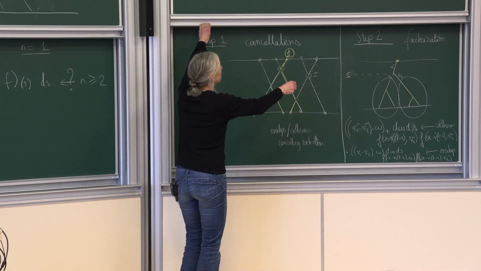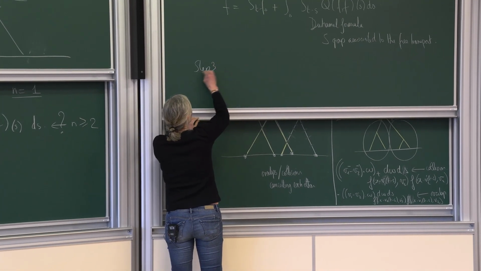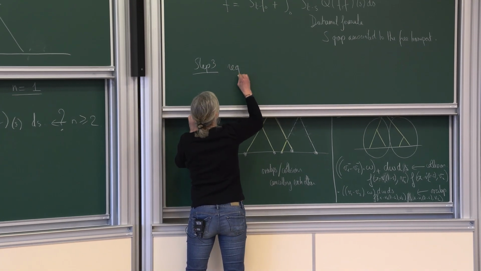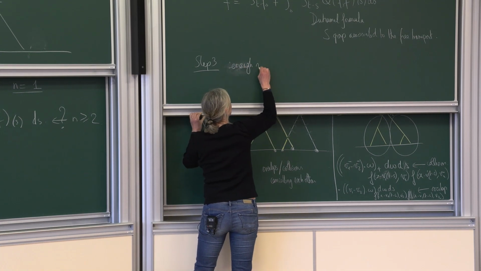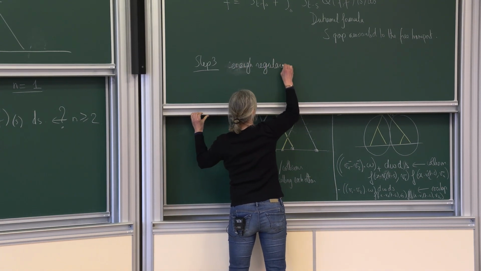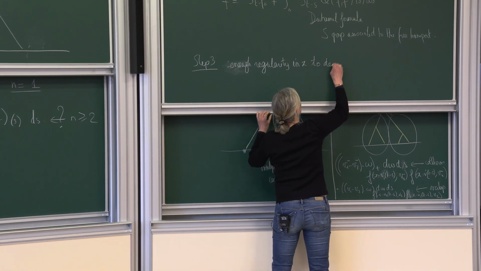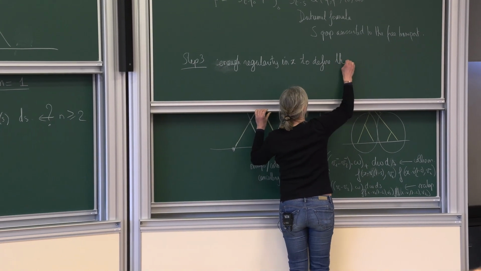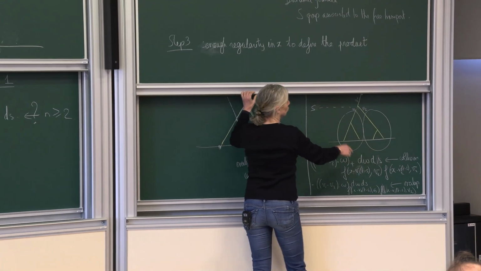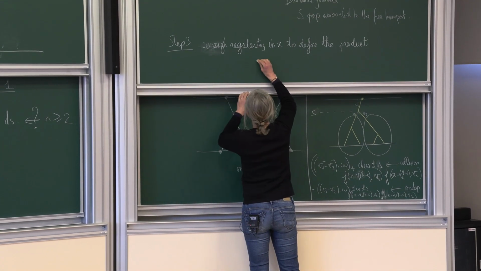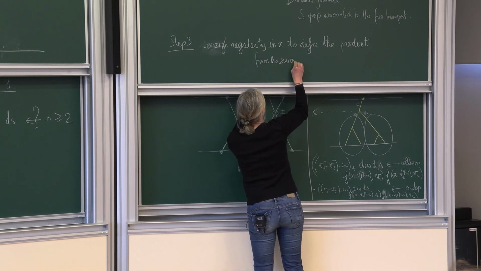Okay, so essentially to justify this, you need the third step, which is to prove that you have enough regularity in x to define the product. And essentially what you can prove from the series expansion is that you actually get the continuity.